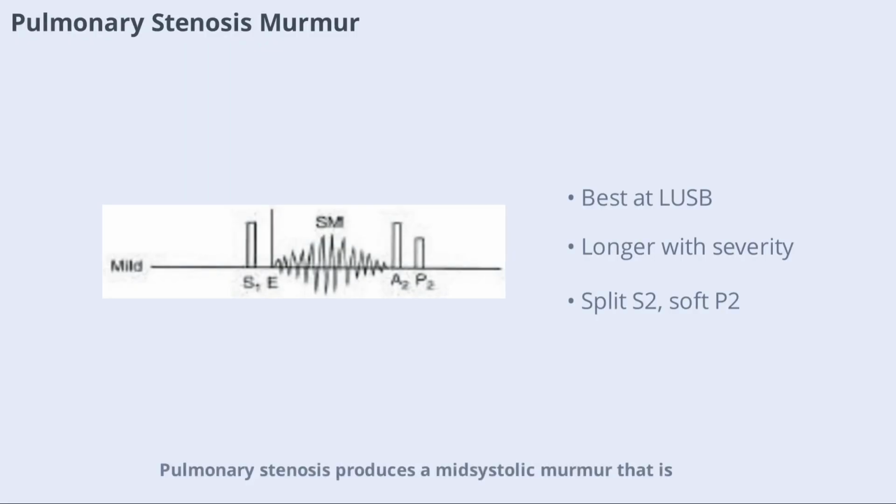Pulmonary stenosis produces a mid-systolic murmur that is best heard at the left upper sternal border. As the severity increases, the murmur becomes longer and may engulf the second heart sound. Associated findings such as a widened split S2 or a soft P2 can provide additional clues to the diagnosis.